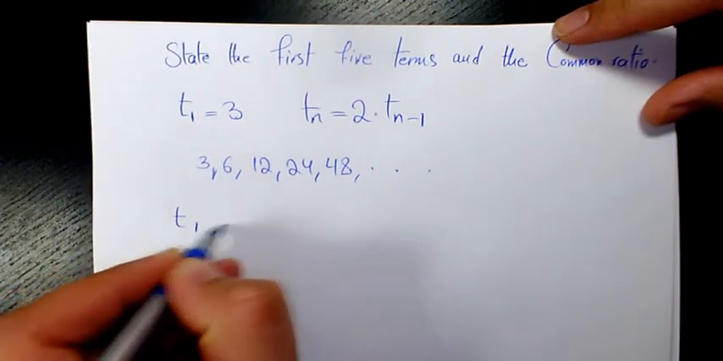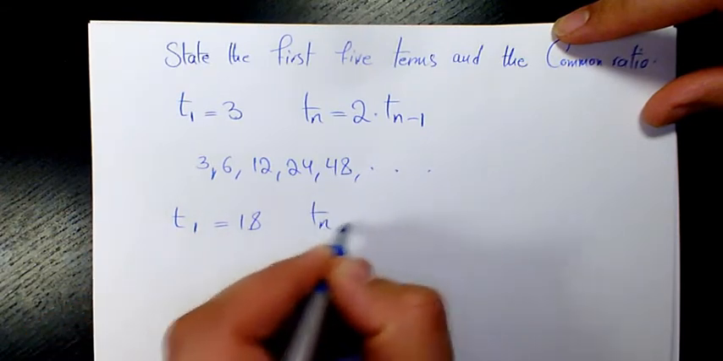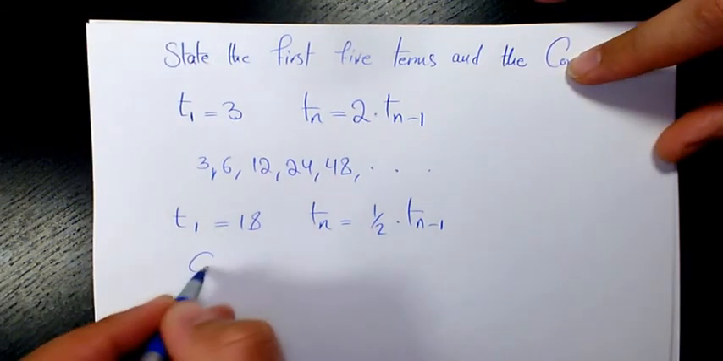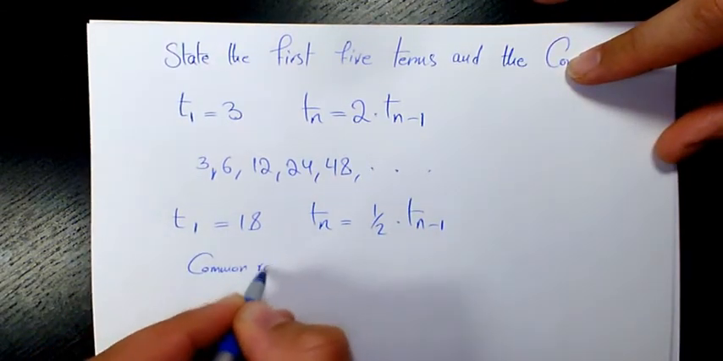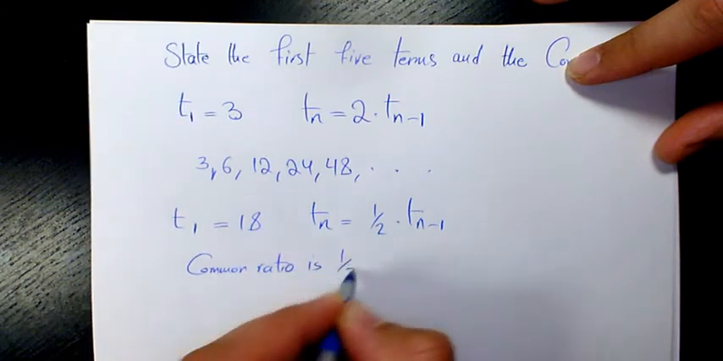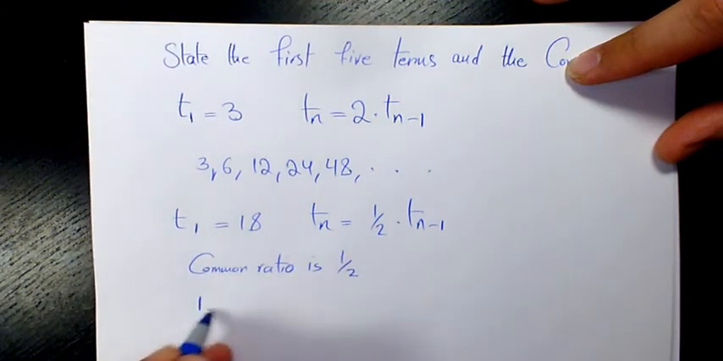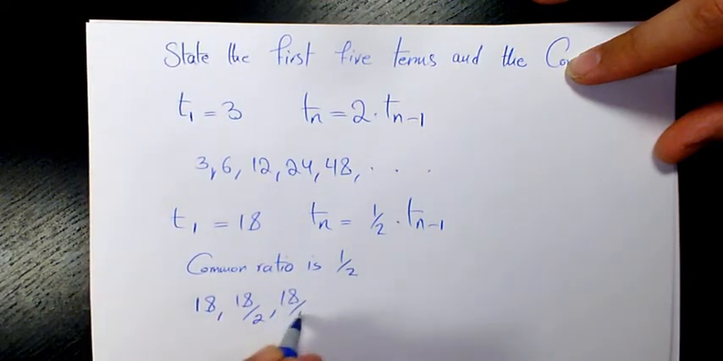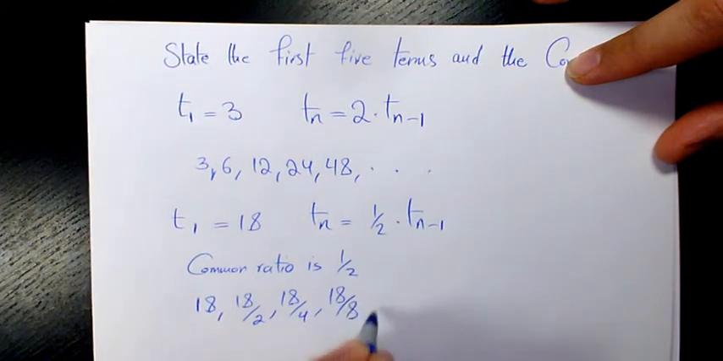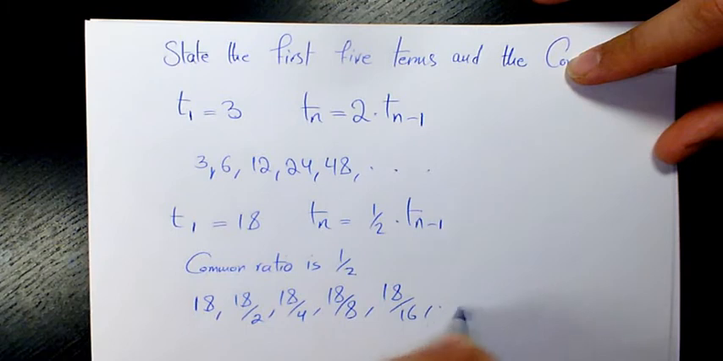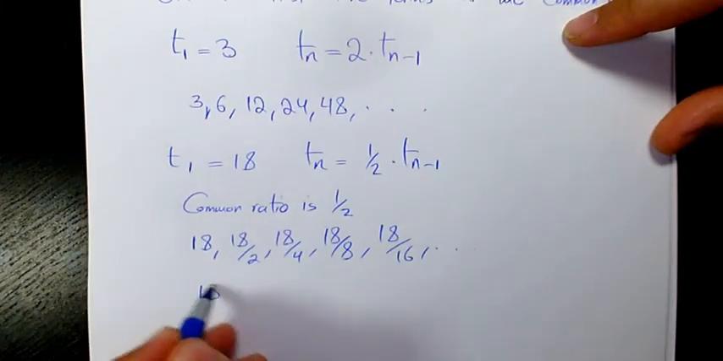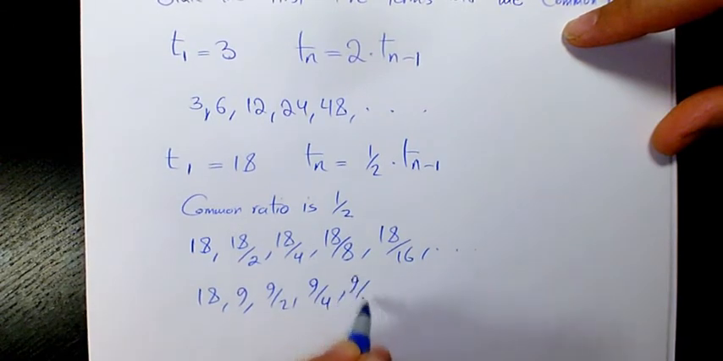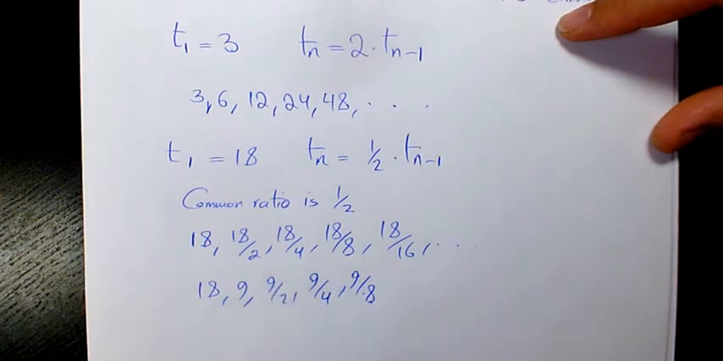Now if the first term is 18 and tn is 1 over 2 times tn minus 1, in this case the common ratio is 1 over 2, and the first 5 numbers are 18, 18 over 2, 18 over 4, 18 over 8, 18 over 16, which you can reduce to 18, 9, 9 over 2, 9 over 4, 9 over 8. So when you reduce it, you get these numbers.